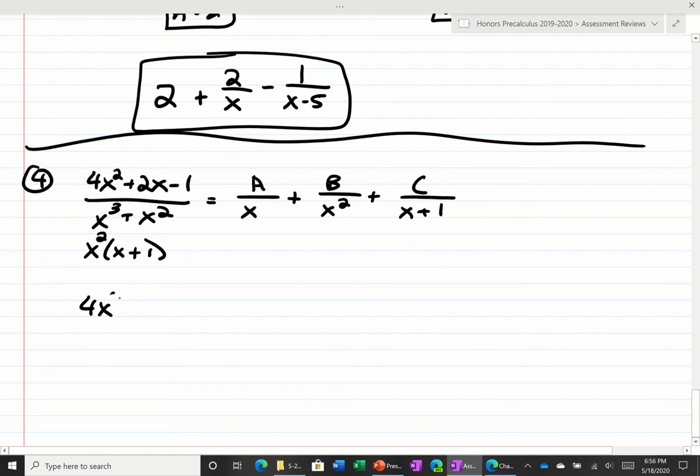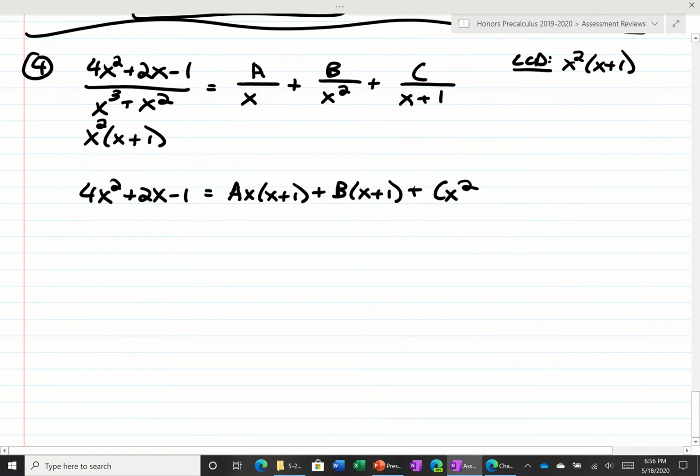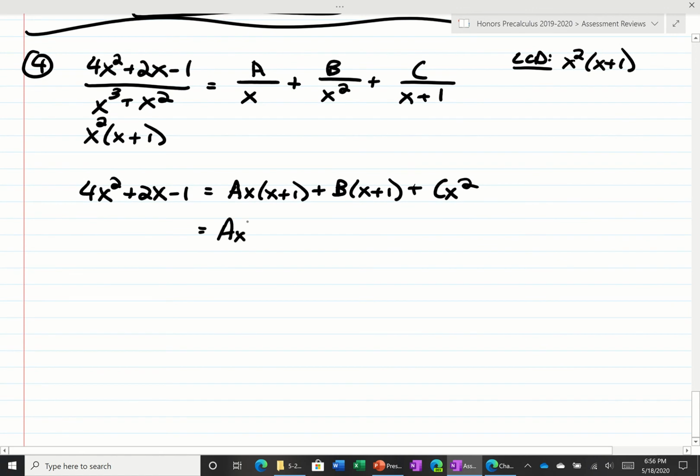Multiplying by our least common denominator would give us 4x squared plus 2x minus 1 is equal to a times, let's see here, least common denominator would be x squared times x plus 1. So we'd have ax times x plus 1 plus b times x plus 1 plus cx times, well, just cx squared, I think, right? The x plus 1s would cancel just with the x squared. So this would turn into ax squared plus ax plus bx plus b plus cx squared.